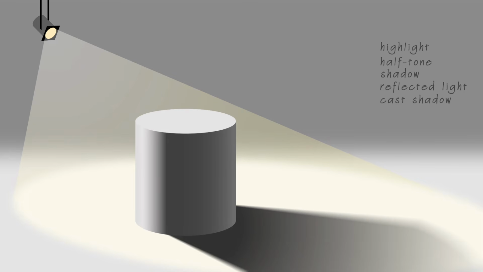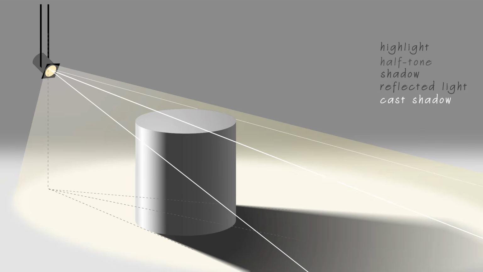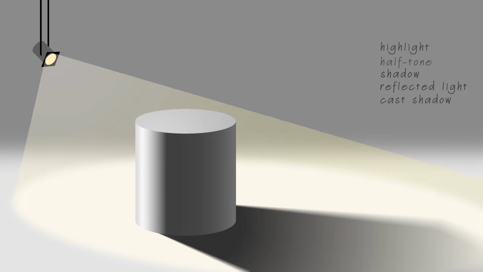We use the exact same pattern for a cylinder. We just change the shapes of the value elements. Here is the side that gets the most light. If we lower the light source, the most lit area would be here. But the order of the values remains the same. Highlight curves into halftones until the surface curves away from the source and forms a core shadow and shadow, some reflected light, and the cast shadow.